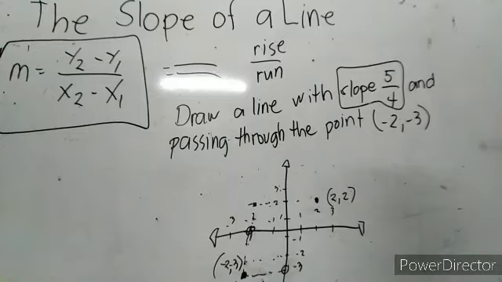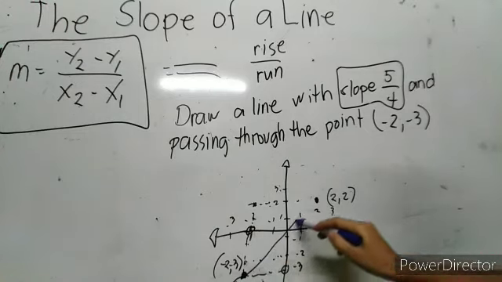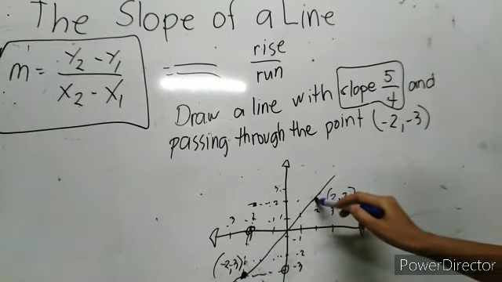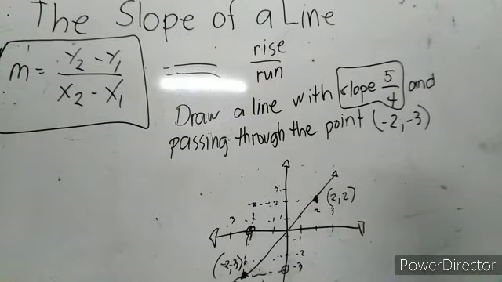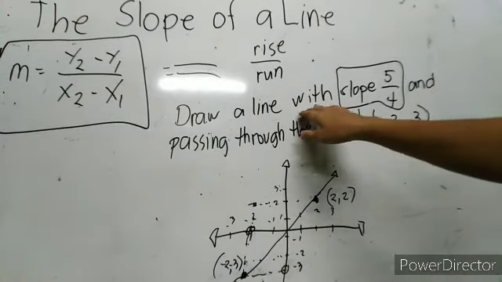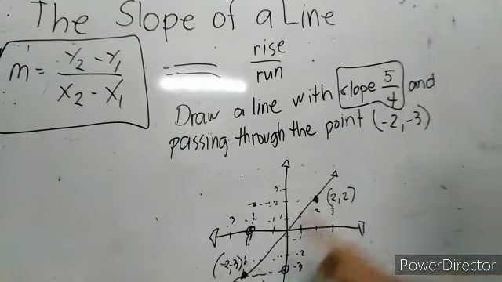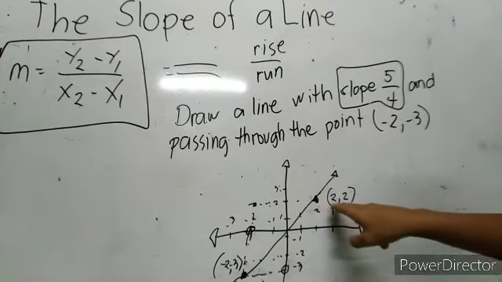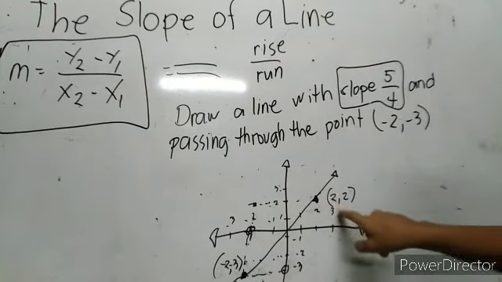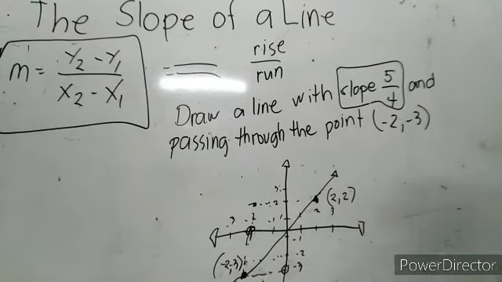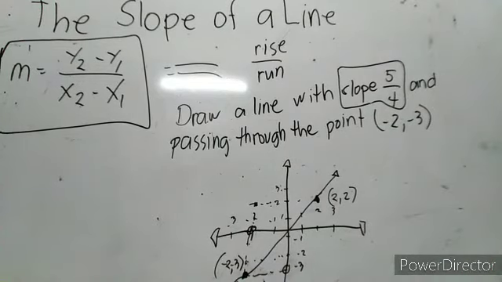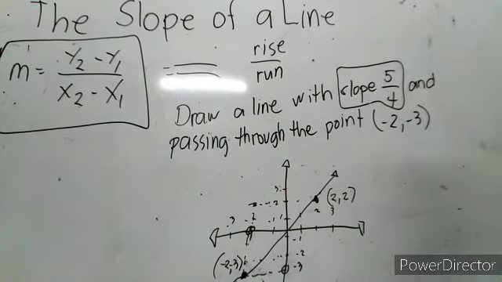So we connect the points. The instruction is to draw a line, so we connect them and get our line. The second point is positive 2 for x and positive 2 for y. Okay? Clear enough. So, another example.